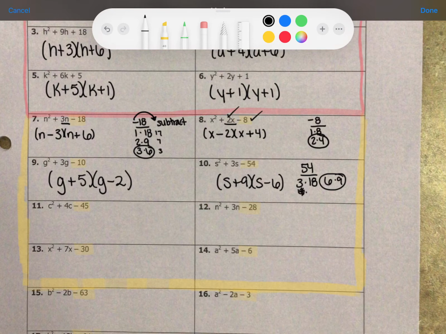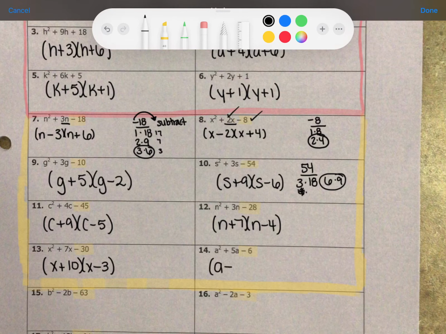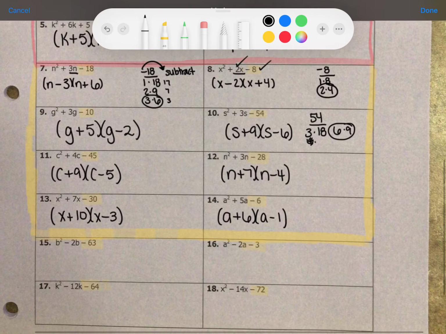All right, 45, that's going to be positive 9 and negative 5. That gives me positive 4 in the center and negative 45 when I multiply. 28, that's going to be positive 7 and negative 4. Positive 7 take away 4 is positive 3. When you multiply, you get negative 28, so that works. And this one is 3 and 10, so positive 10 and a negative 3 gives me positive 7 when I add and negative 30 when I multiply. This is going to be positive 6 and negative 1. All right, so hopefully those are the answers that you got. If not, please shoot me an email, ask me some questions, and I will help you.